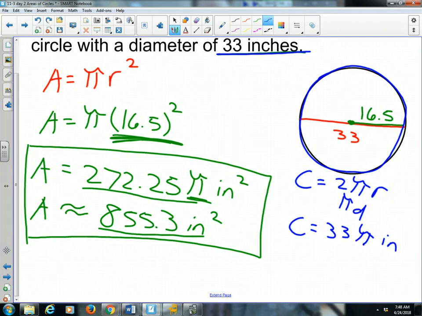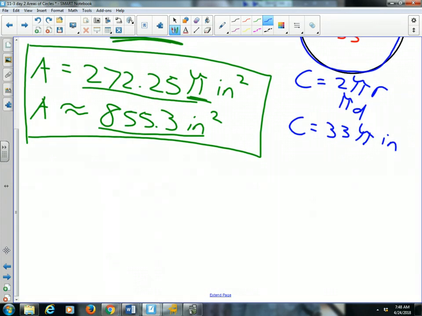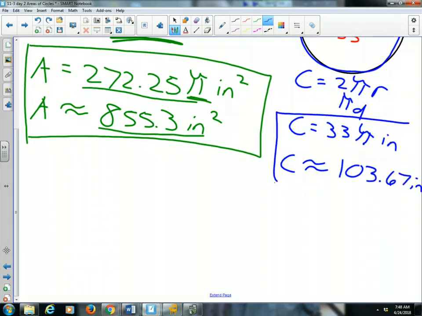That's the exact answer. Now if we're going to approximate, the circumference is approximately equal to, if you take 33 times the pi button, you would get 103.67 inches. So for the rest of this lesson class, I'm just going to give our exact answer. I'll keep it in terms of pi. But you guys should know that if you want an approximate answer, you would multiply by the pi button.